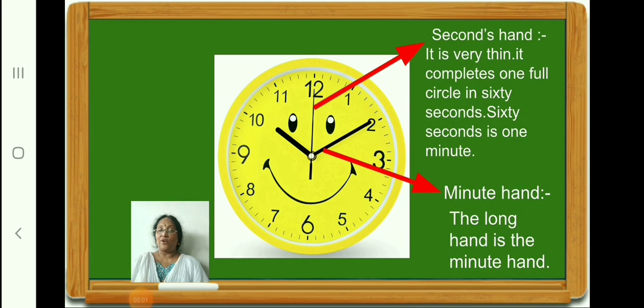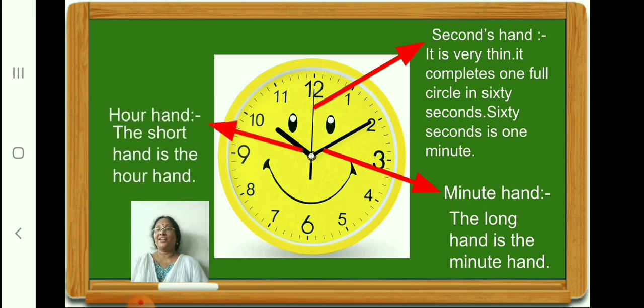Children, now let us learn about the hour hand. The short hand is the hour hand. Children, when the hour hand moves from one number to another number, we call it 1 hour. 1 hour is 60 minutes.